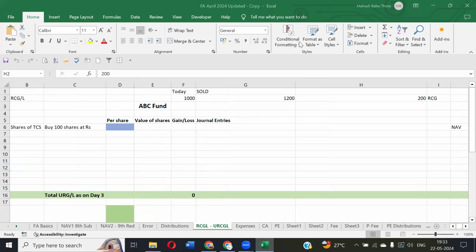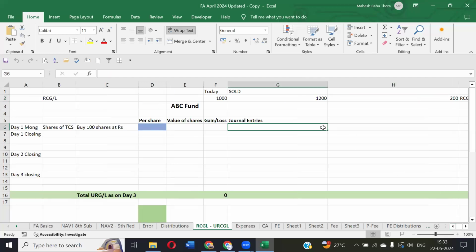Which financial statement do we have to show it in? Is it the profit and loss account, cash flow statement, notes to account, or a balance sheet? Where we have to show? Any idea, commerce students? Income. In the income statement, we have to show this 200 rupees.